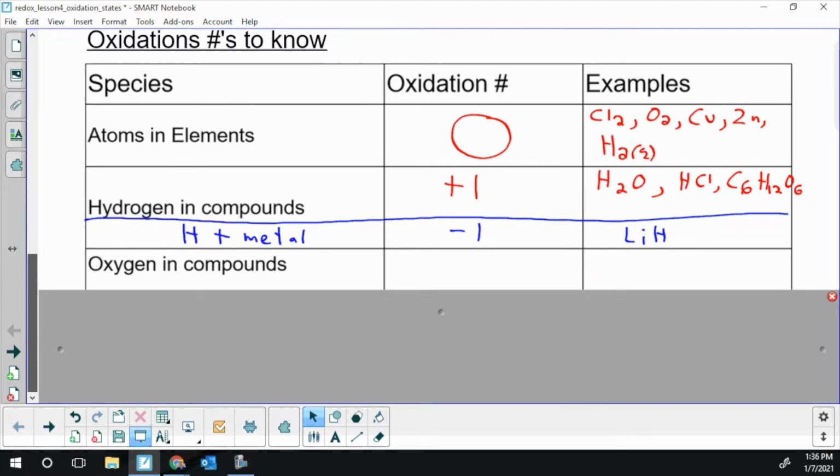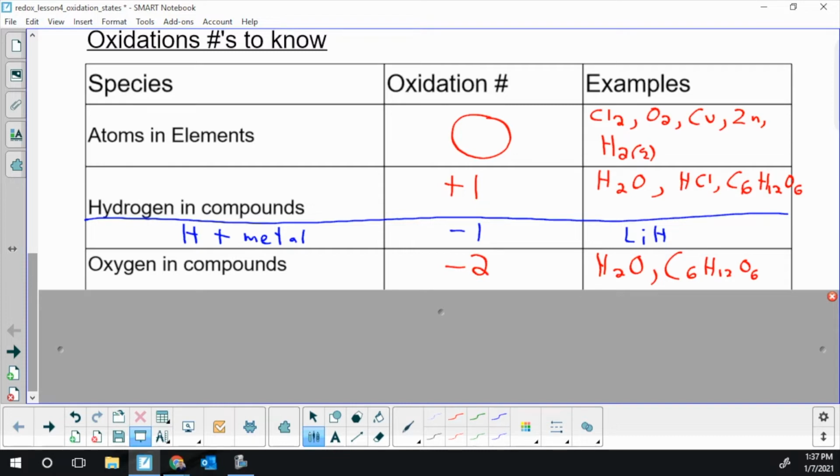Oxygen, we have the same type of split. We have most of the time, and then we have one exception. Oxygen in compounds. So that would be like, well, water would work again. That's oxygen paired with another element. Or that same sugar, C6H12O6. We know the hydrogens are all going to be +1. The oxygens are going to be all -2. That's the most common oxidation state.